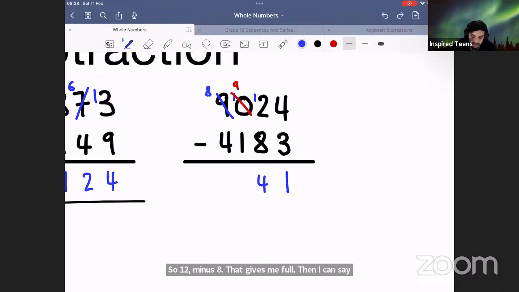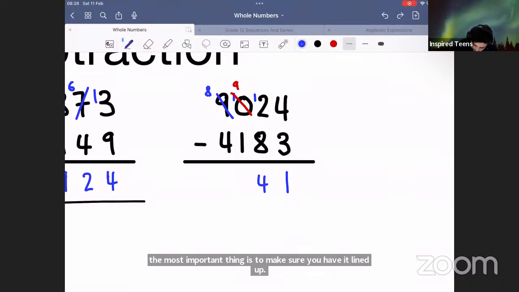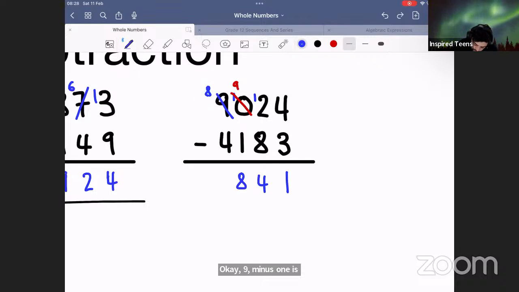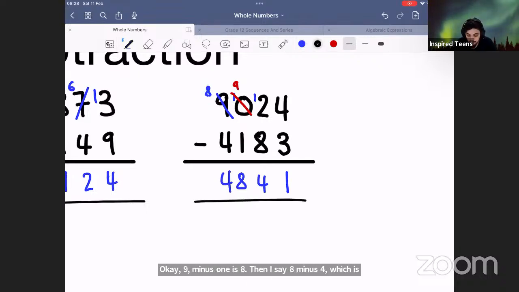So the most important thing is to make sure you have it lined up. Okay. 9 minus 1 is 8. Then I say 8 minus 4, which is 4. So therefore, the final value for 9024 minus 4183 is 4841.